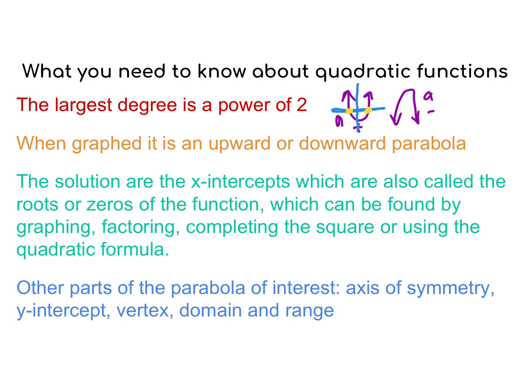But there are a lot of other things that we can find. We can find the axis of symmetry, the y-intercept, the vertex, the domain, the range, and we're going to talk about how we find all of those things.